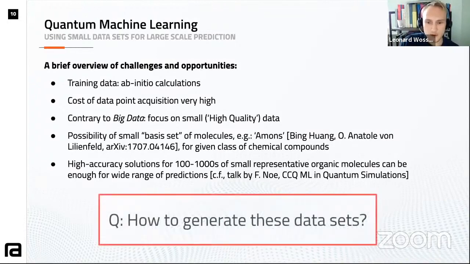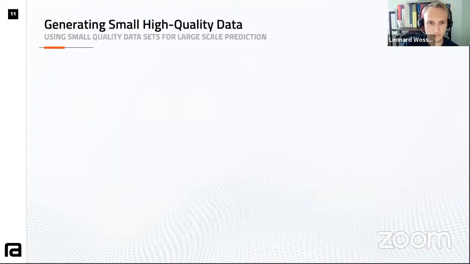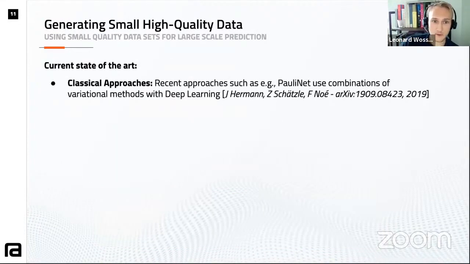And this brings us to the following question: how can we generate these data sets efficiently to overall reduce the computation time? I think one of the current state of the art is the classical approach where we use a variational quantum Monte Carlo method in combination with deep learning, the so-called PauliNet. But also, of course, we could use standard DFT or coupled cluster methods to obtain high accuracy data.